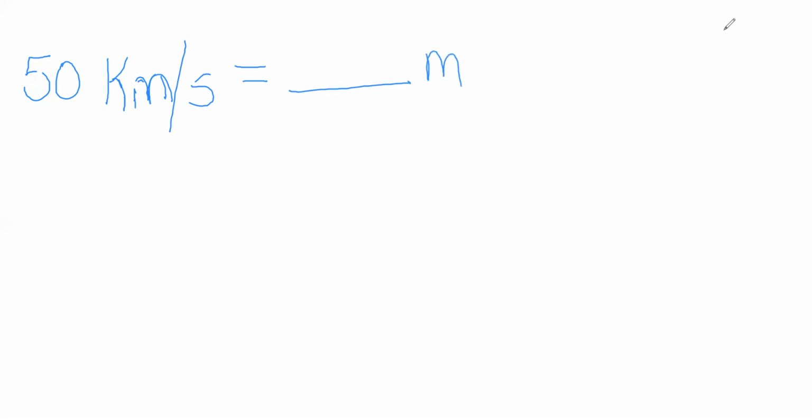All right, let's look at one where we've got 2 units. It gets a little bit more complicated, but you just take one at a time. So let's start with 50 kilometers per second. So we're talking about speed. Kilometers per second. And what we want is to go to miles per hour.